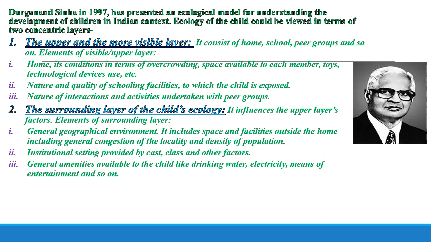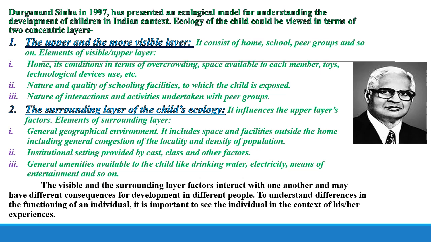Second is the surrounding layer of the child's ecology. Now it influences the upper layer's factors. Elements of the surrounding layer are, first, the general geographical environment, which includes space and facilities outside the home, including general congestion of the locality and density of population. Second is institutional setting provided by caste, class and other factors. And third, general amenities available to the child like drinking water, electricity, means of entertainment and so on. So these are all the secondary factors involved in the surrounding layer. Okay. So the first is the upper layer which is more visible, and second is the surrounding layer which actually influences the upper layer. Alright. So these are the two layers which Durganand Sinha talked about.